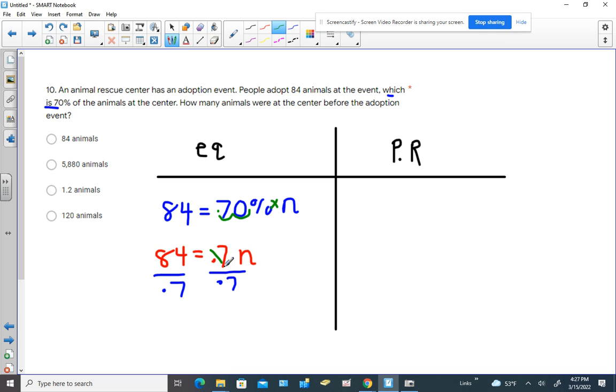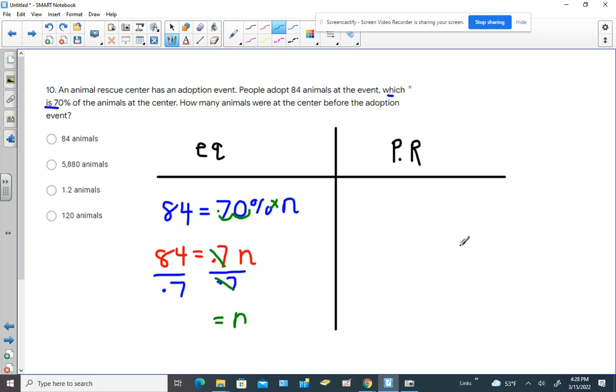And then this would simplify. If we divide 7/10 by 7/10, we get 1. 1 times n is n. And then you would finish up by doing this calculation. Now let's say you're not a fan of decimals, you're afraid you're going to mess up somehow with the decimals, you don't have a calculator, you're not good at division.